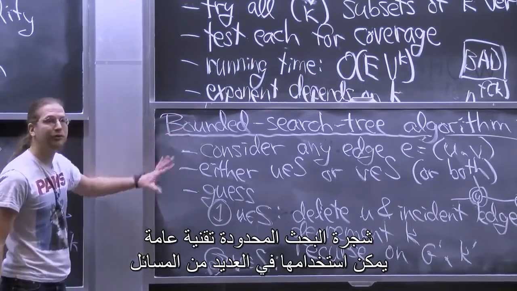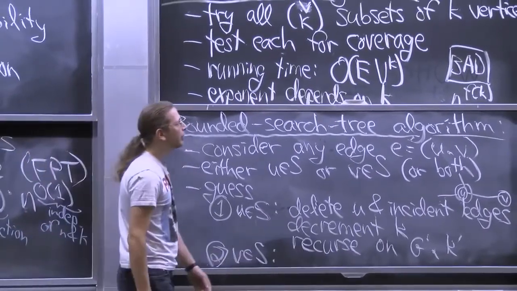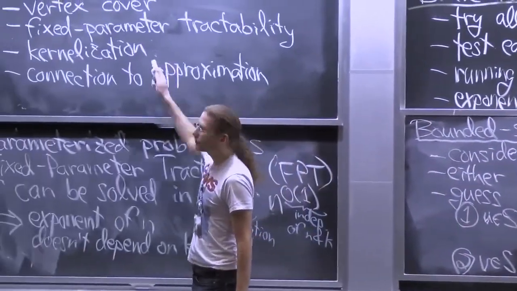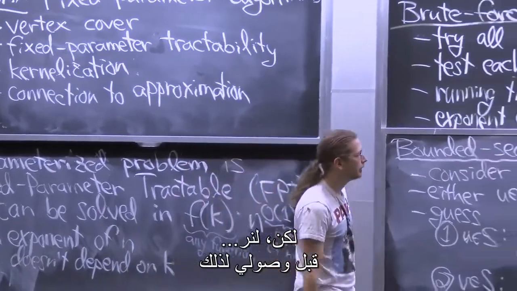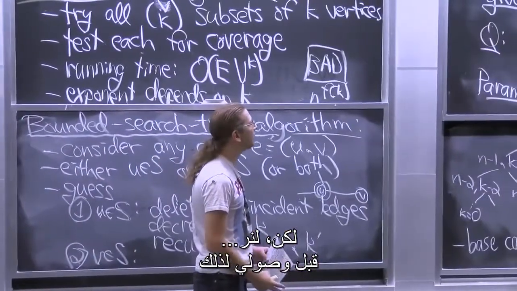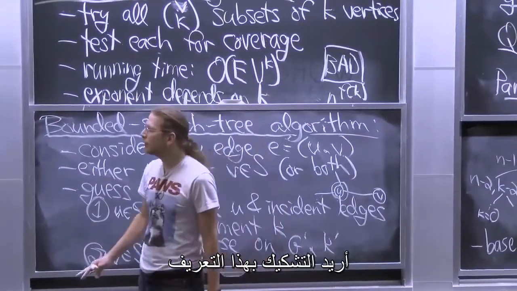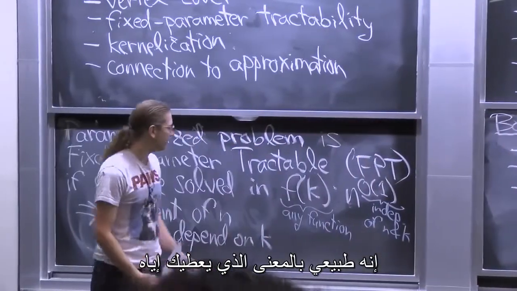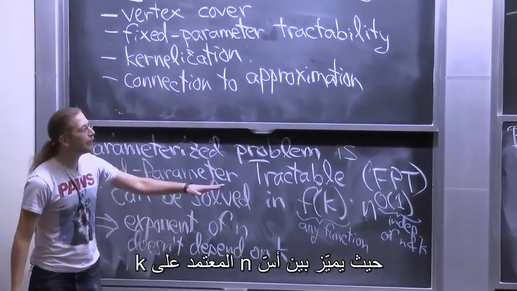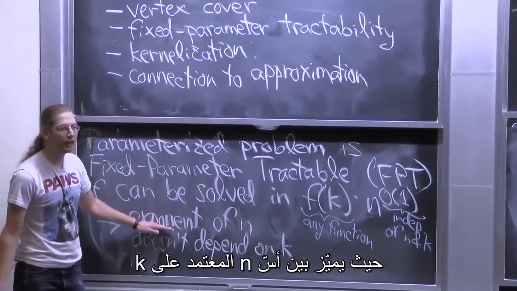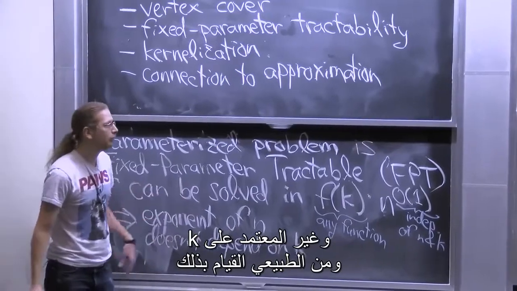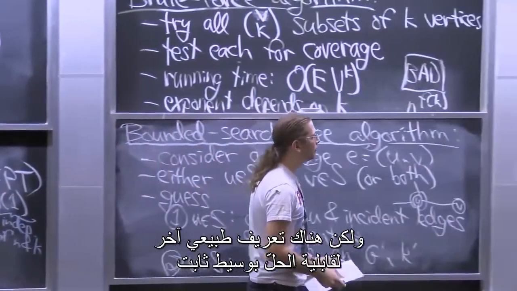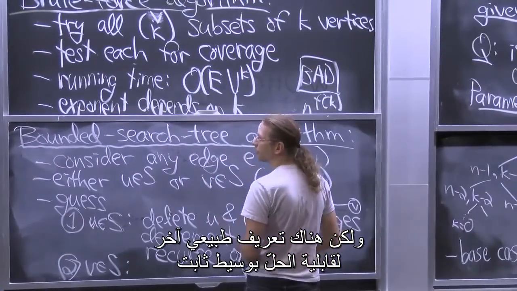Bounded search tree is a general technique. You can use it for lots of problems. We're going to see another technique today called kernelization. But before I get there, I want to question this definition. This definition is nice. It's natural in the sense that it distinguishes between the exponent of n depending on k and not depending on k, which is a natural thing to do. But there's another natural definition of fixed parameter tractability.